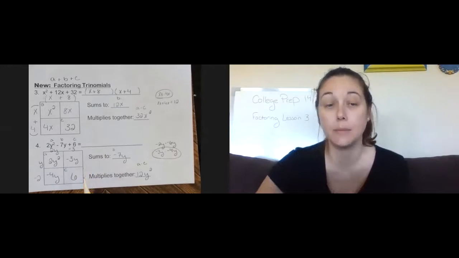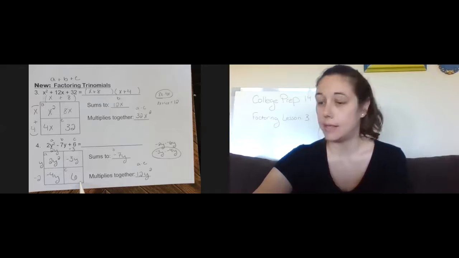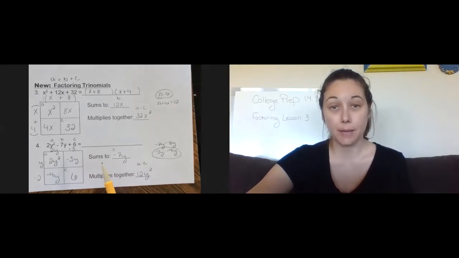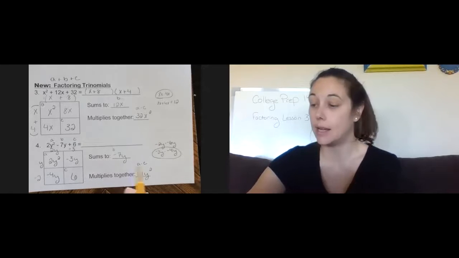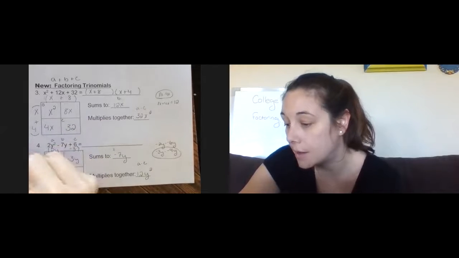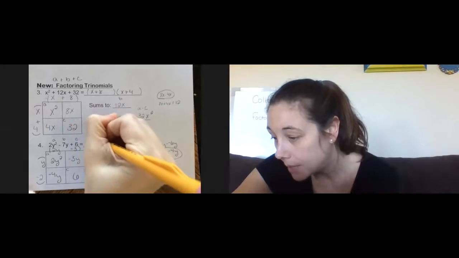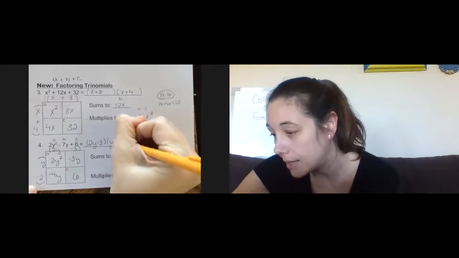Now let's use our last box to check our work, make sure we've got the right terms in the right places. So negative 2 times negative 3, negative times negative gives us positive, and 3 times 2 gives us 6, positive 6. We know we did it. Awesome. So here are our factored binomials. We've got 2y minus 3 times y minus 2.